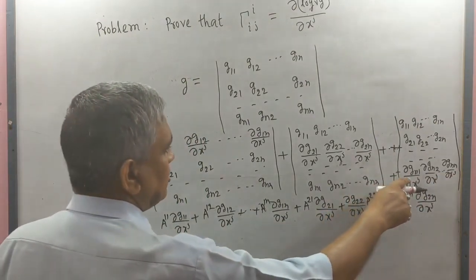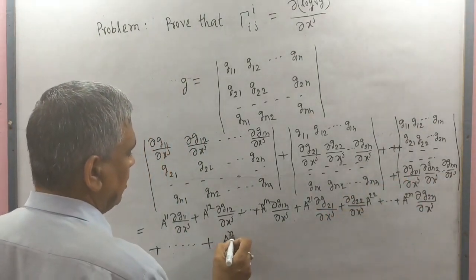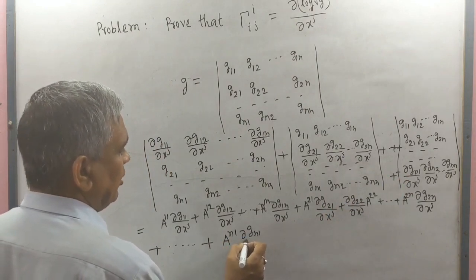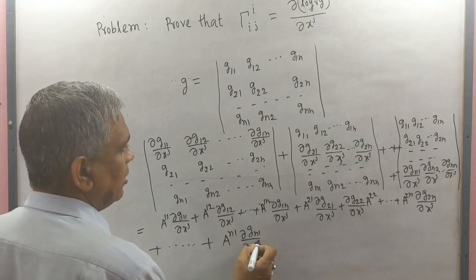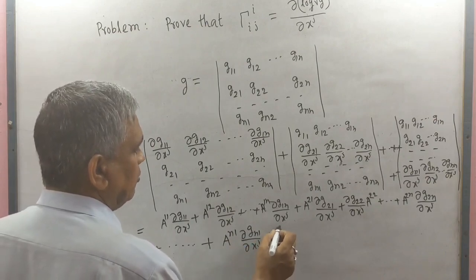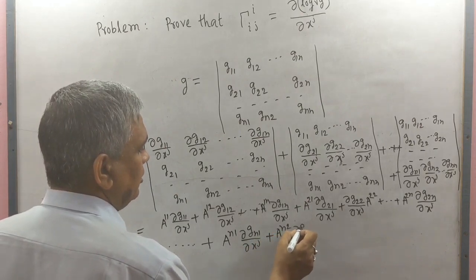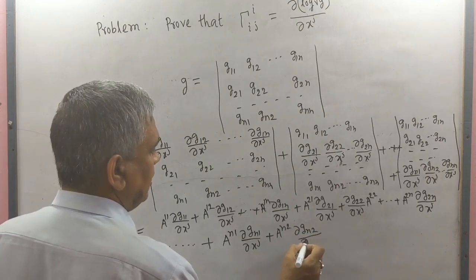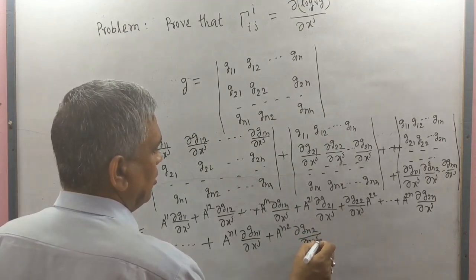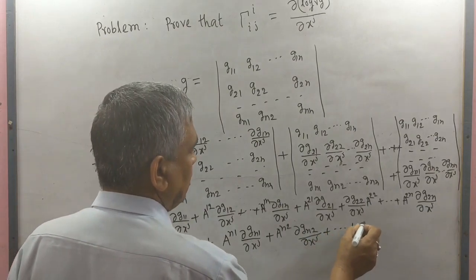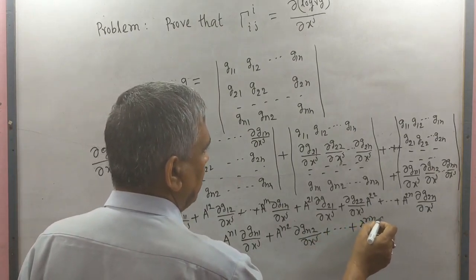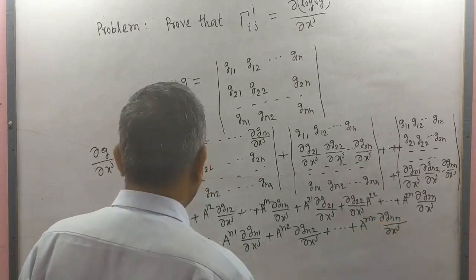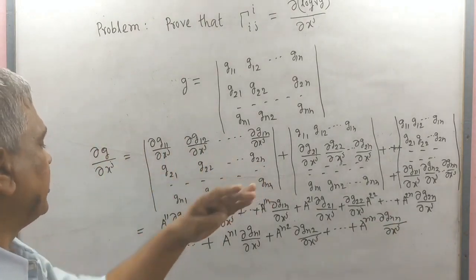For the value of the last determinant, we consider the last row. So the cofactor of this place is An1 del gn1 by del xj plus An2 del gn2 by del xj plus dot dot dot plus Ann del gnn by del xj. So we get the value of all determinants.